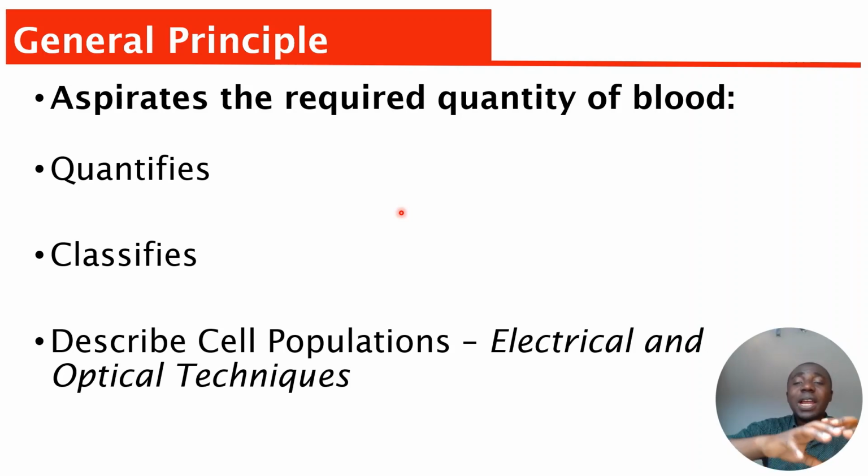Anyway, in all of this, following the aspiration, it is mixed with the diluent or normal saline, then with the reagent, which helps to expose whatever the analyzer wants to measure, whether it is white cells, platelets, red blood cells, or hemoglobin, as the case may be. That then leads to the quantification. So the analyzer will be able to quantify what is actually in that sample. That is where it can quantify the hemoglobin, the white cell count, and others.